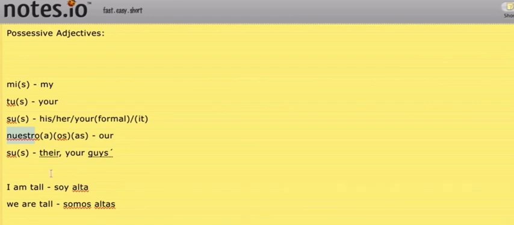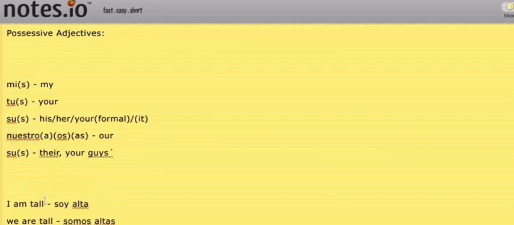And so this one has the normal four forms, but you may notice that these other ones only have two. And that is because these are known as gender neutral. So for example, if I were to say I am intelligent, we'd say soy inteligente versus we are intelligent, somos inteligentes.